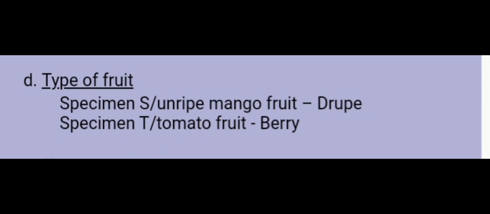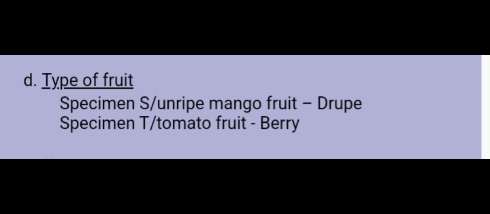So we can have what is called true and false fruits. A true fruit is a type of fruit that develops solely from a fertilized ovary. It contains pericarp and seed or seeds. Examples are mango, orange, and cowpea.